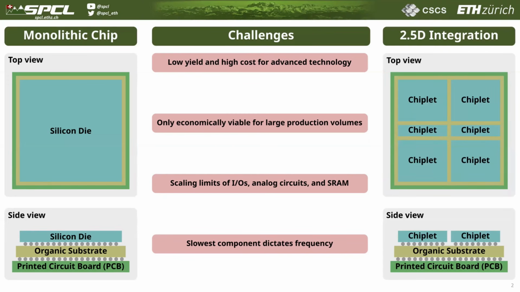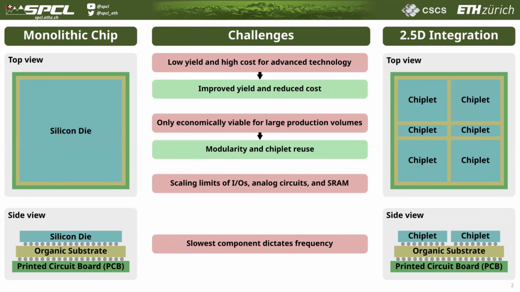Here, instead of having one big silicon die, we have multiple smaller chiplets that are integrated into a single package. With this chiplet integration, we have higher yield and reduced cost, since a smaller chiplet has a higher yield than one big chip. Furthermore, we can use modularity and we can reuse chiplets. So for example, we can design a compute chiplet, which can then be used for different products.